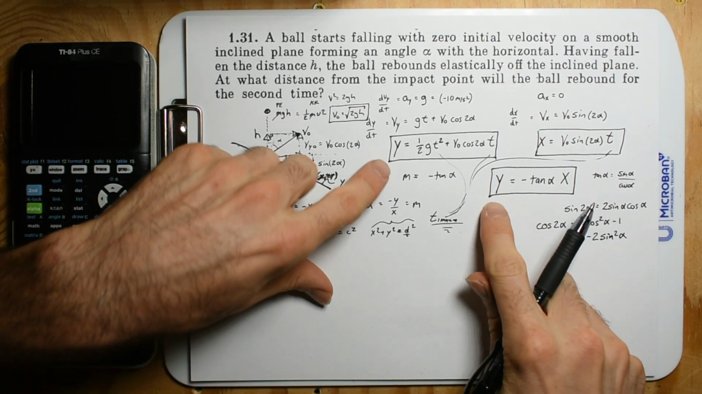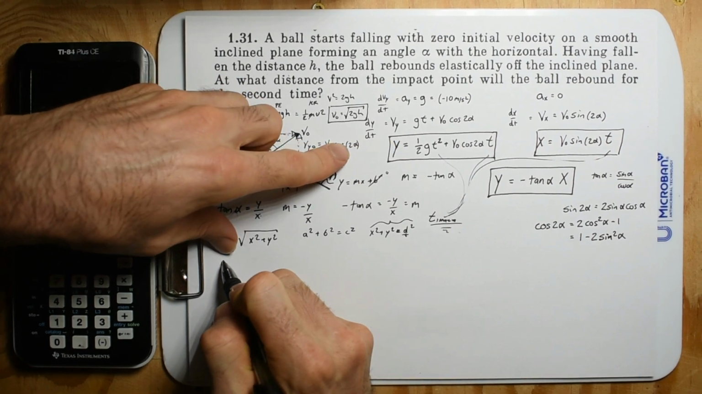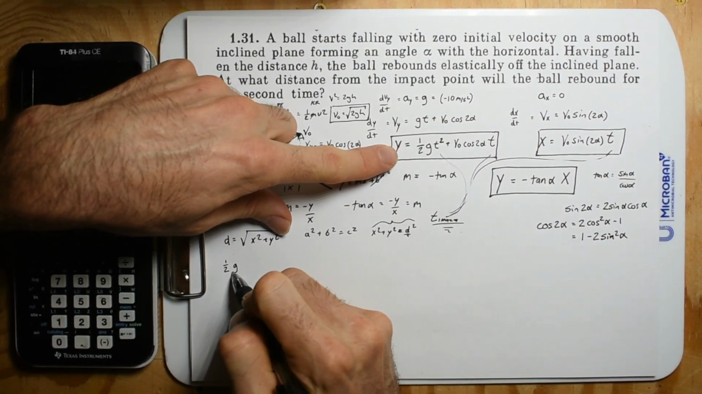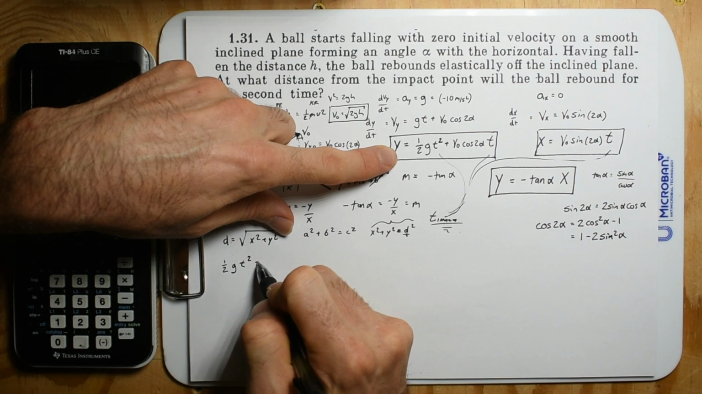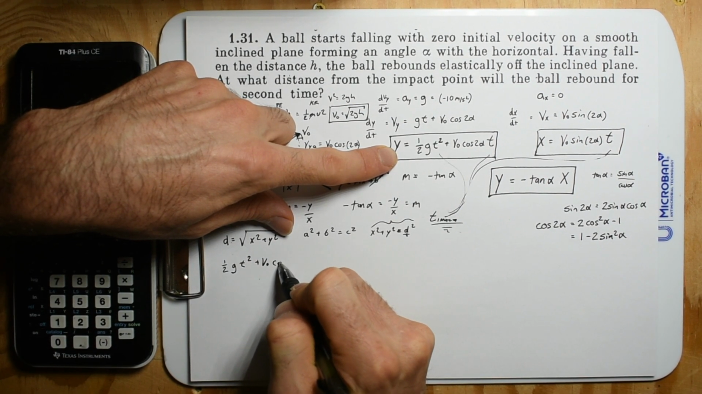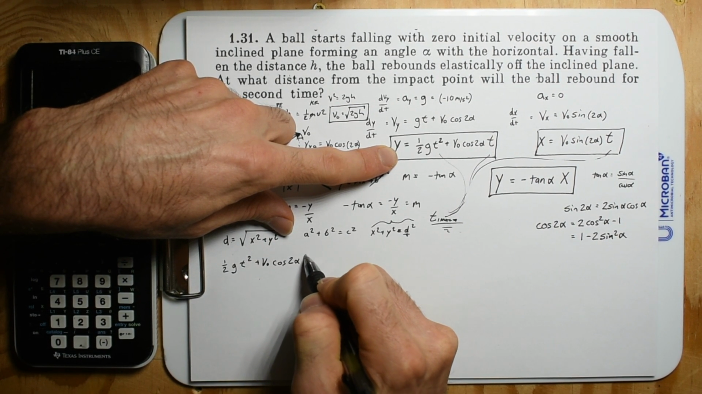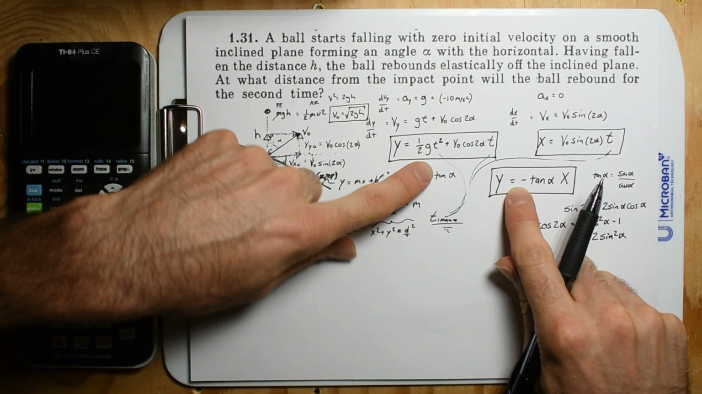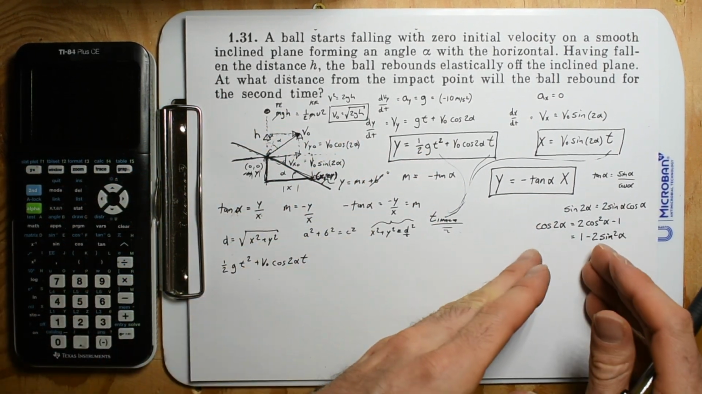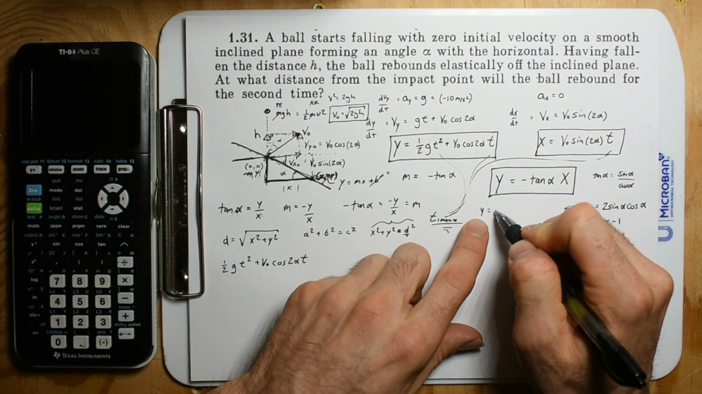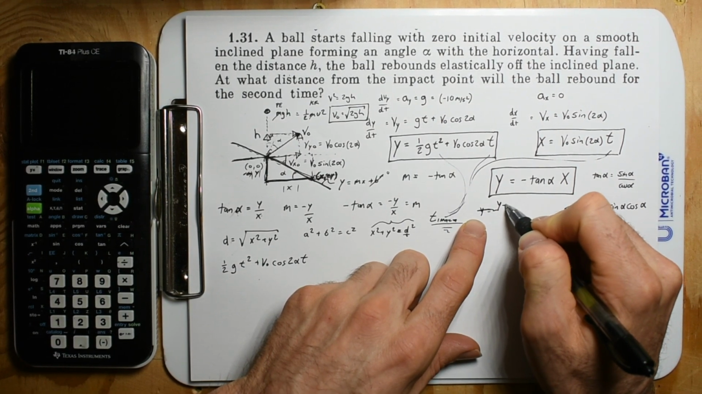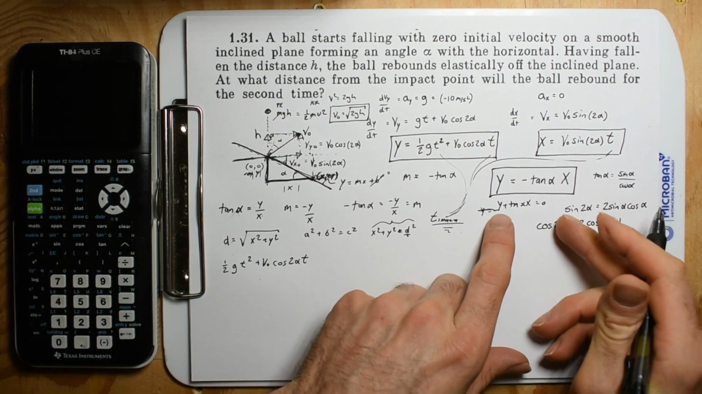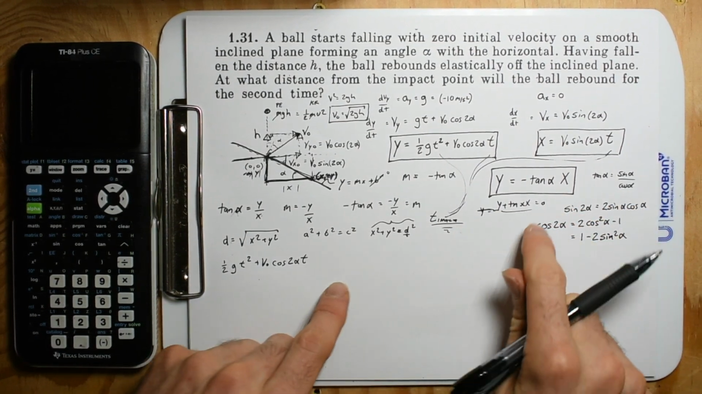All right, well, let's do it. So we have, I might just write small, 1/2 gt squared plus velocity initial cosine 2 alpha t. And then I want to make my life a little bit easier. Why don't we just set this all equal to 0? So y plus tangent alpha x is equal to 0. Sorry, I didn't write that, but that's what I'm going to do.